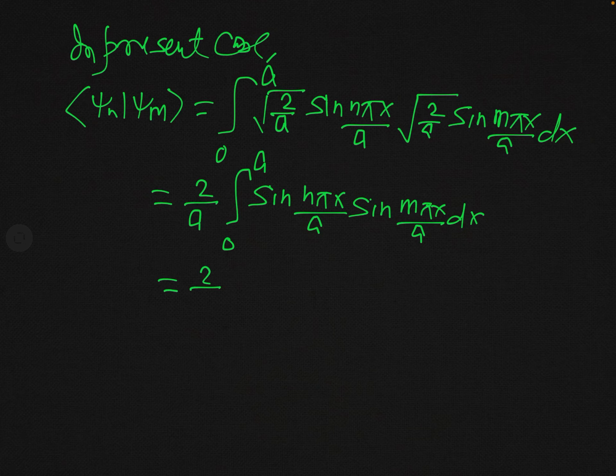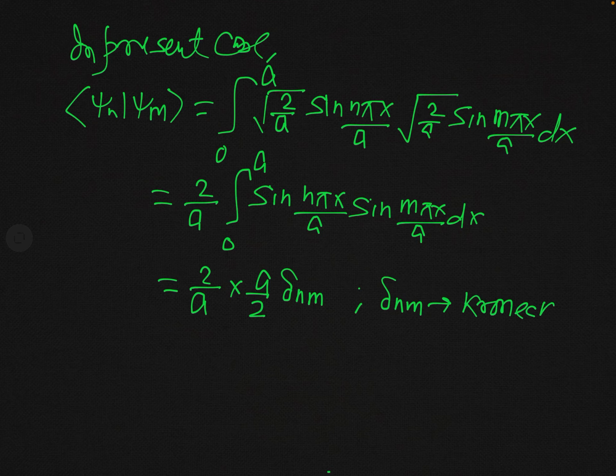In fact, this integral is written in this manner. This is in fact a over 2 delta nm. You know what is this delta nm? This delta nm is known as Kronecker delta.